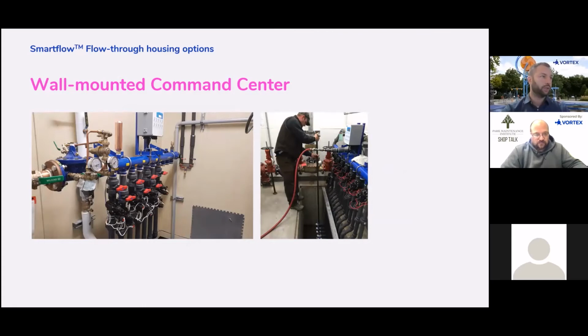Your controller is always going to be installed right above the manifold. I always like to compare this to a beer tap, and then rather than each line distributing beer into a cup, it sends water out to the splash pad.